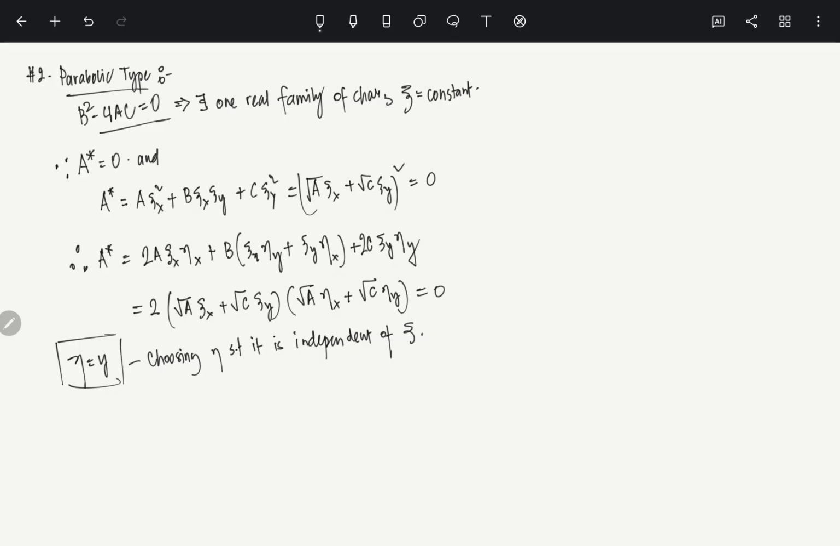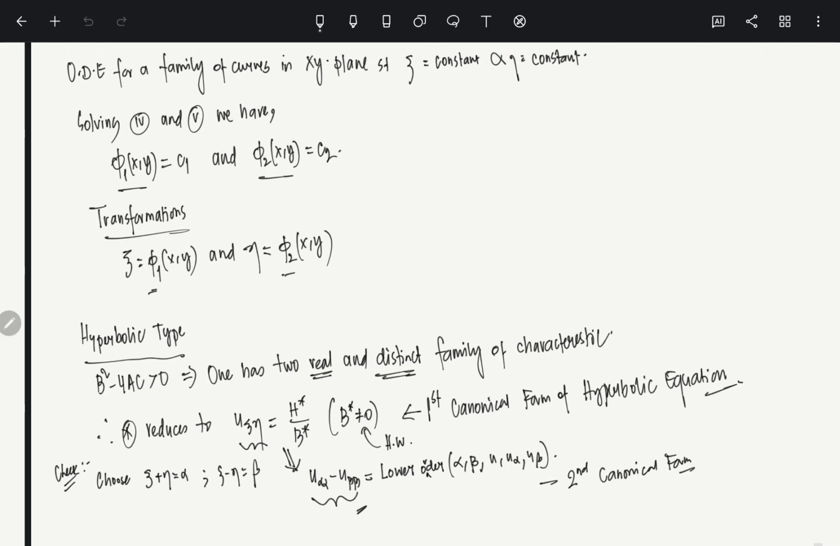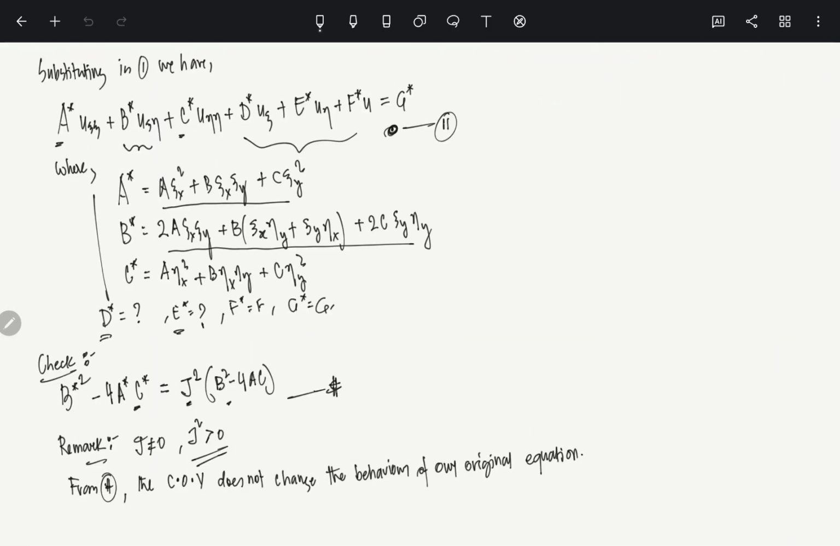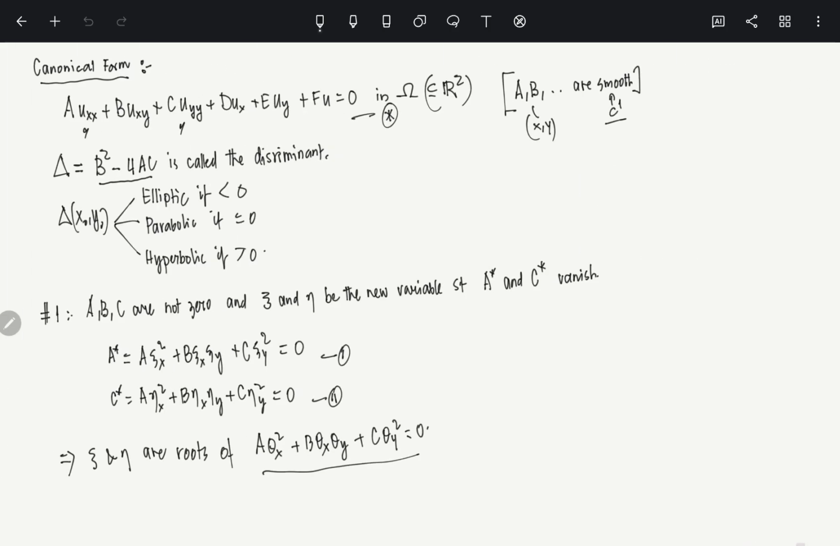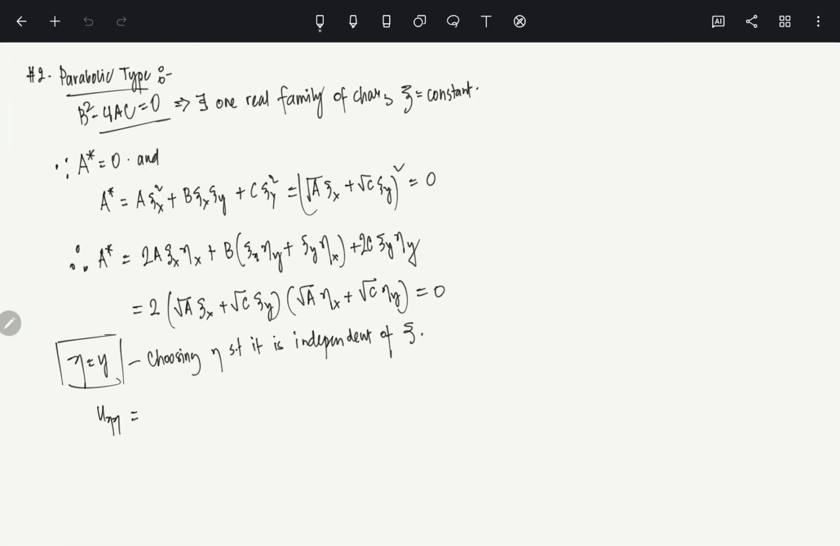Now with this, what do you get from the original equation? It becomes u eta eta, and A star is 0. I made a small mistake here, one second. Sorry, I wrote this to be A star. This is B star. So A star is 0 and B star is also 0.